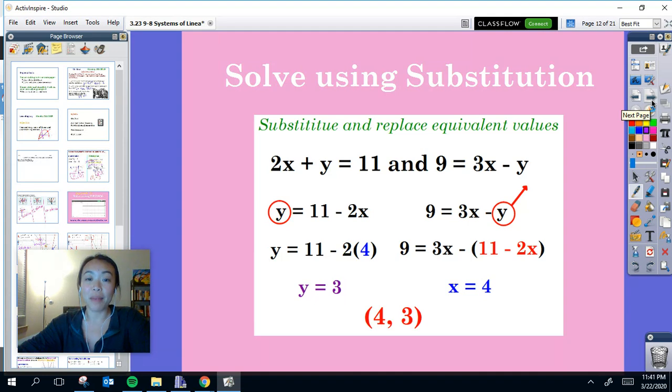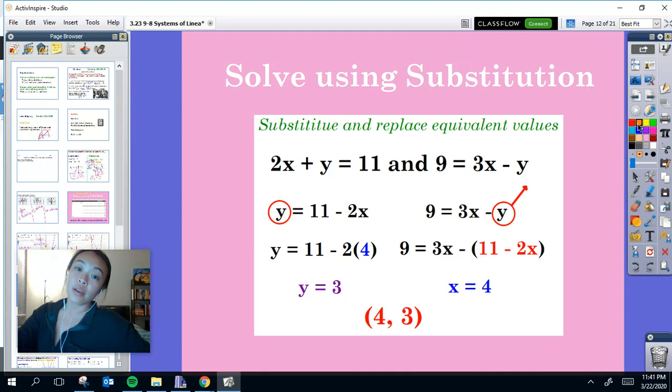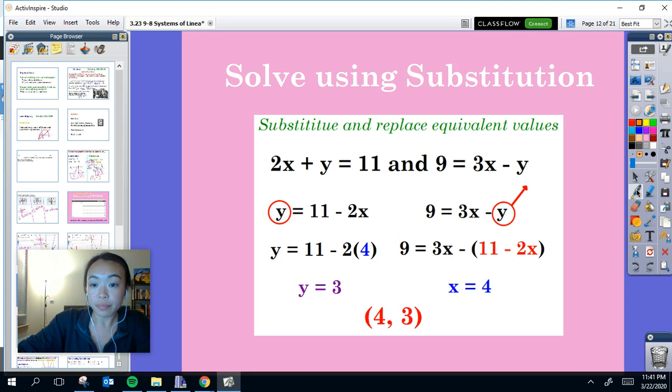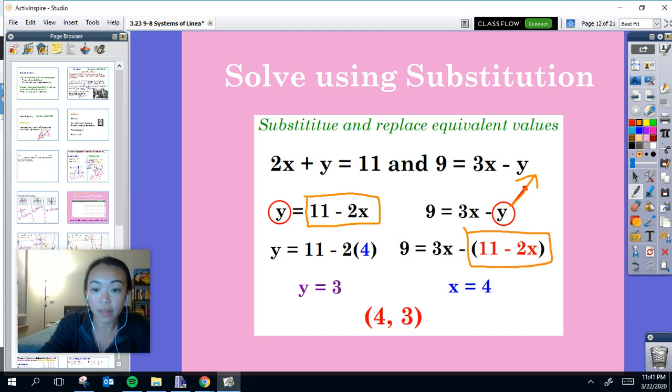All right, our second method is substitution, and we know this from before in an earlier unit. We substitute and replace equivalent terms. So remember what we were doing before. If I have a y here and a y here, I would circle them, for example. I would take one of them out, and what was equivalent to y, I would plug in. That's the same thing that we were doing here.